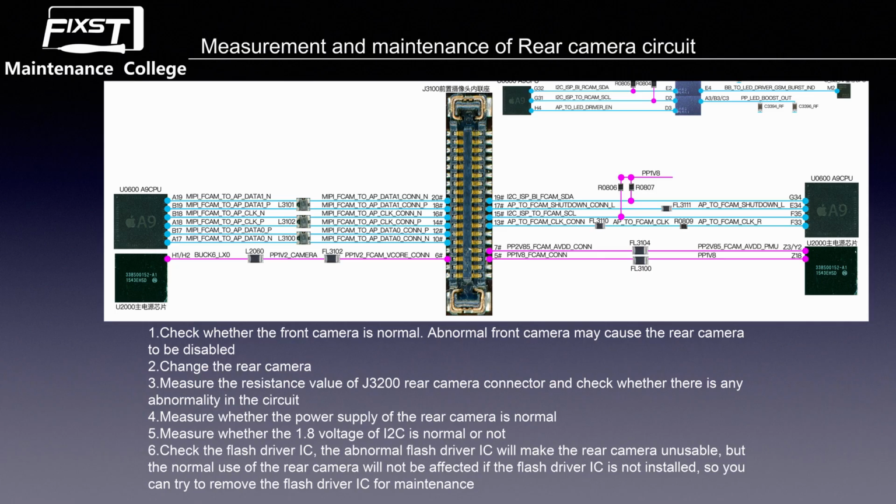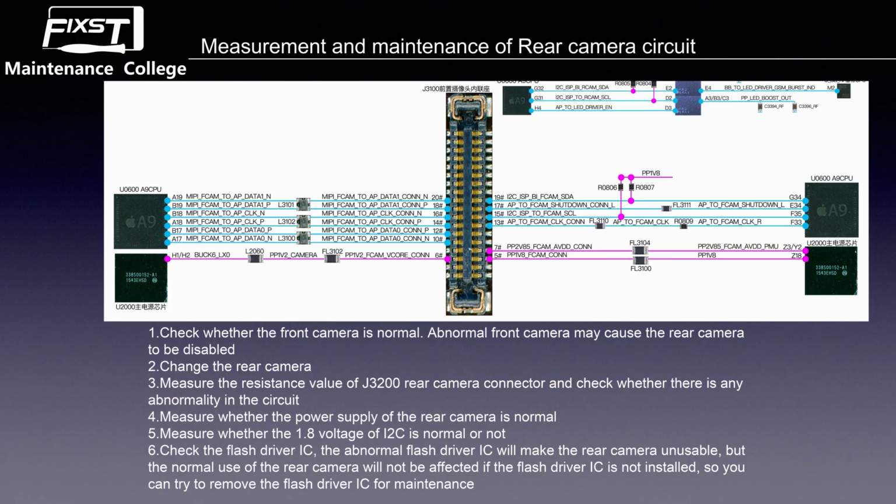So we need to test the resistance of the J3200 back camera connector to see whether there is an abnormal line in this circuit. If the resistance has some problem, we just repair that line. If all the resistances are normal, we do the next step. We need to test whether the power supply for the back camera is normal or not. And we also need to test whether the 1.8V of the I2C is normal or not.